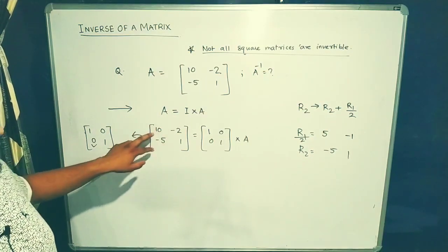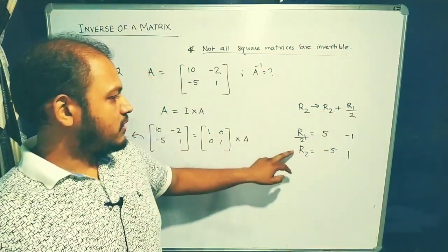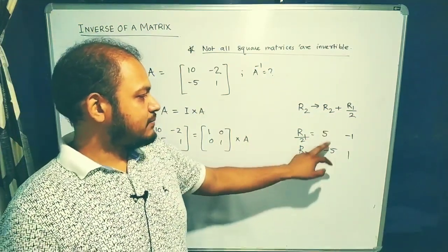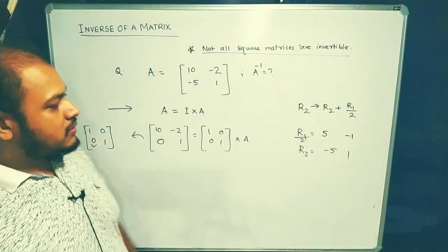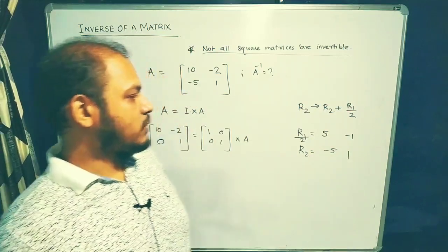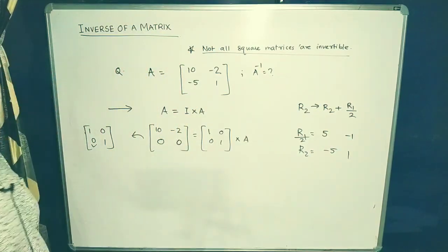First row is not changing, only the second row is changing, and that is changing to R2 plus R1 by 2. So what is R2 plus R1 by 2? Minus 5 plus 5 is 0. So put a 0 here. Then we have 1 plus minus 1. What is 1 plus minus 1? Again another 0 at this position.